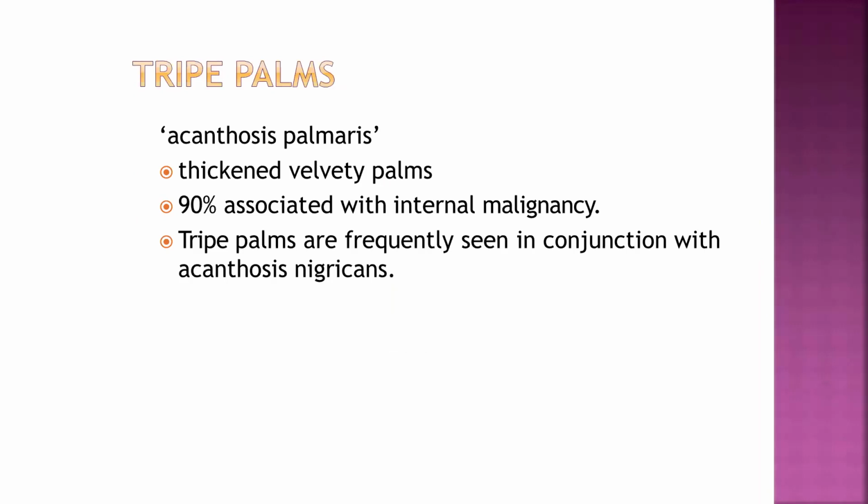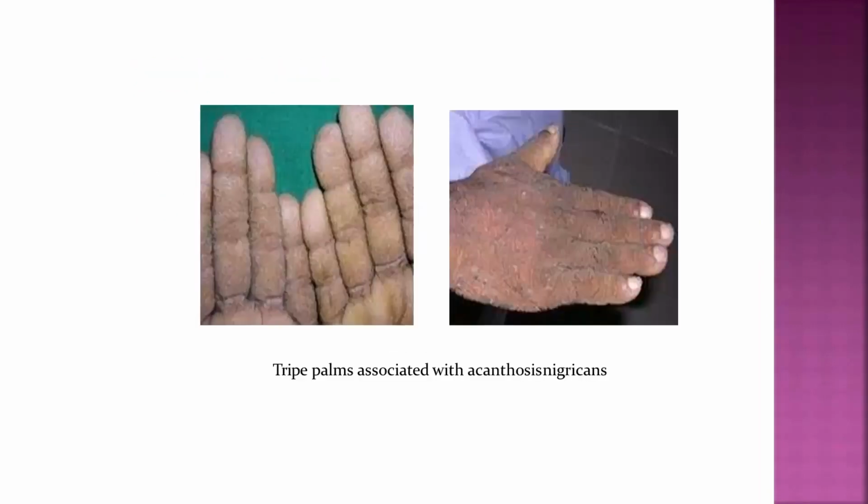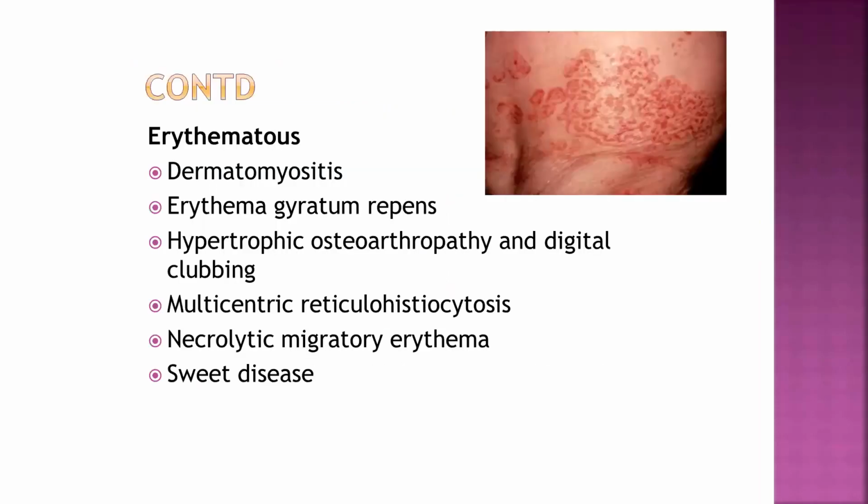Then the tripe palms, acanthosis palmaris, thick and velvety palms, 90% associated with internal malignancy. Tripe palms are frequently seen in conjunction with acanthosis nigricans, but acanthosis nigricans can occur without any acanthosis palmaris. This is a picture of acanthosis palmaris. Then in the erythematous paraneoplastic varieties: dermatomyositis, erythema gyratum repens, multicentric reticulohistiocytosis, Sweet's disease, necrolytic migratory erythema.